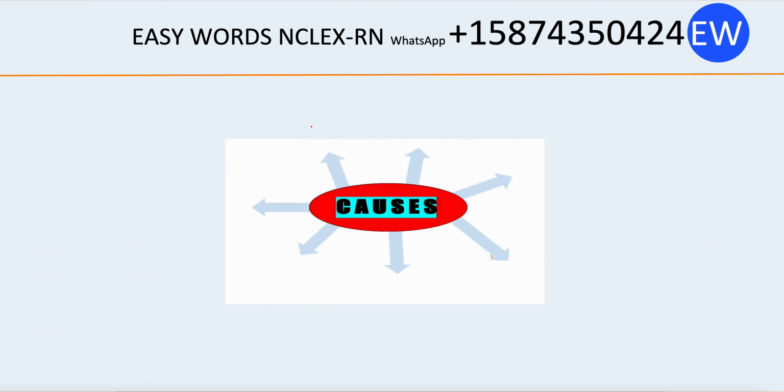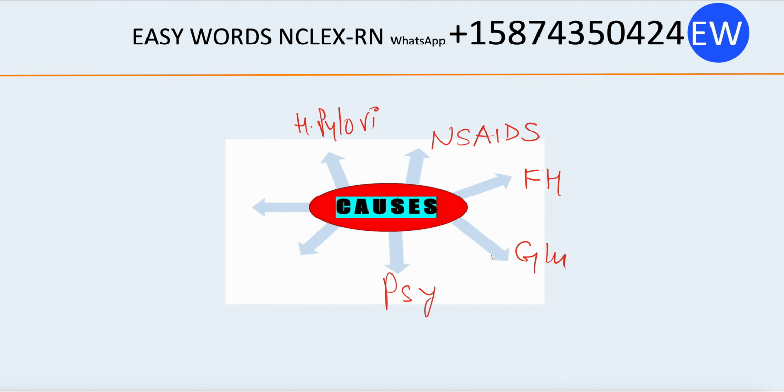There can be many causative factors for the development of peptic ulcers, such as H. pylori infection, non-steroidal anti-inflammatory drugs such as naproxen, diclofenac, or ASA, family history, glucocorticoids, psychological stress, hypersecretion of gastric acid, or cigarette smoking.